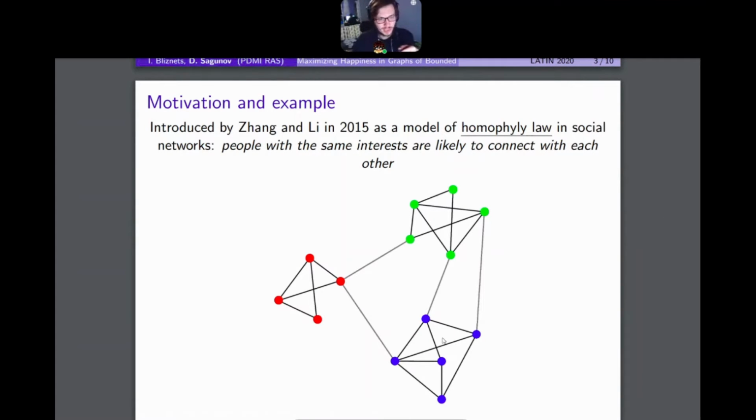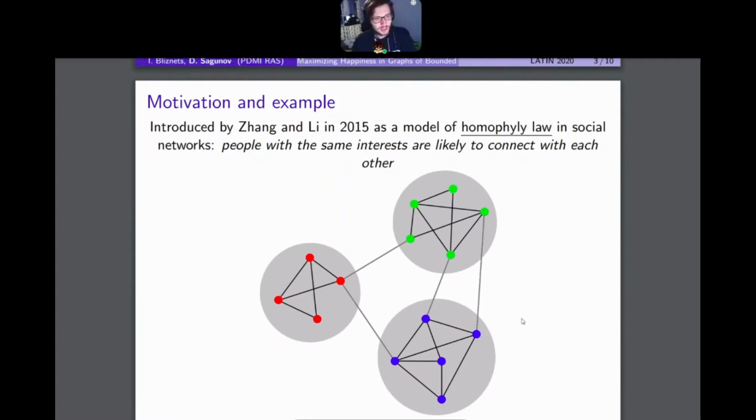They are gray, if you can see it. If you cannot see it, sorry. And black edges are happy. So you can see these groups. And all vertices are happy except the vertices on the border of these groups.